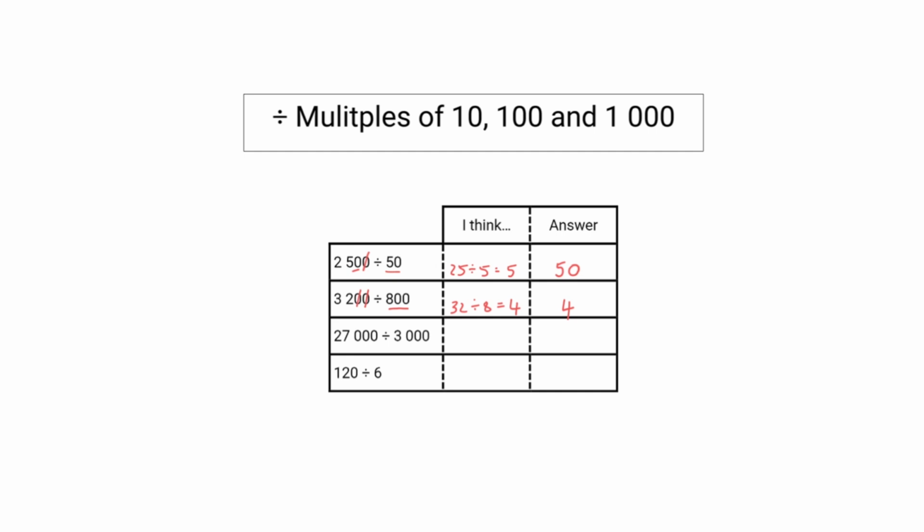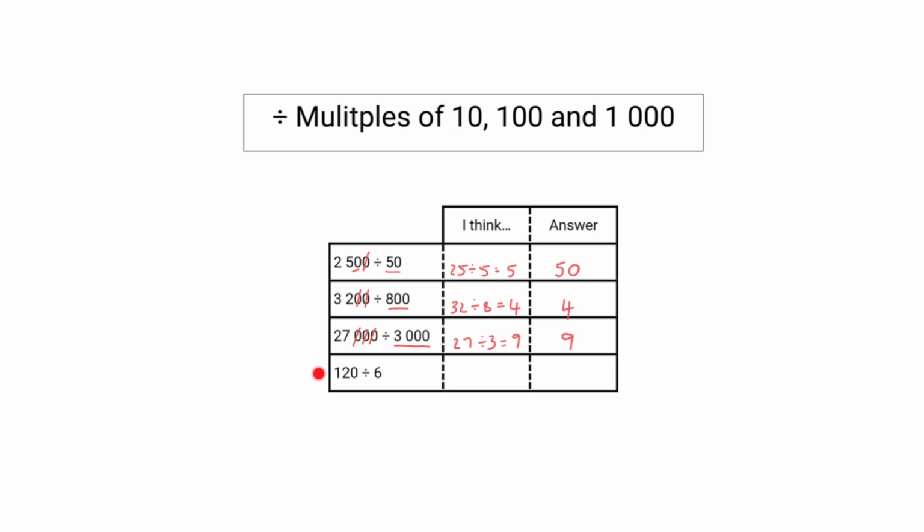And then the next one, 27,000 divided by 3,000. We say 27 divided by 3 is 9. Because we're dividing by a multiple of 1,000, 3 of our zeros cancel off of our original number. So we've got no zeros left. So our answer just stays 9.